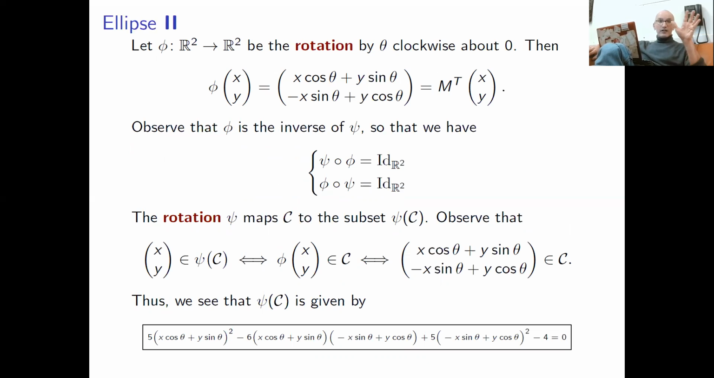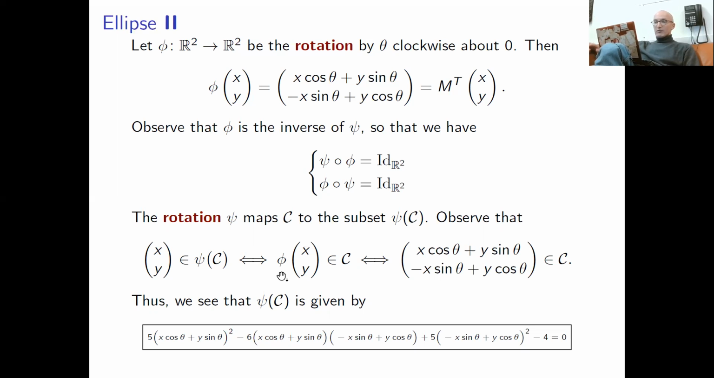If you rotate by angle theta anti-clockwise, or if you rotate clockwise, these are inverse functions. The fact that they're inverse means that the composition is identity. Psi composed with phi is identity. Phi composed with psi is identity. Good. So we apply our rotation psi, counterclockwise around the origin, and we make this observation that a point xy is contained in the rotated curve psi of C if and only if the point phi of xy is contained in C.